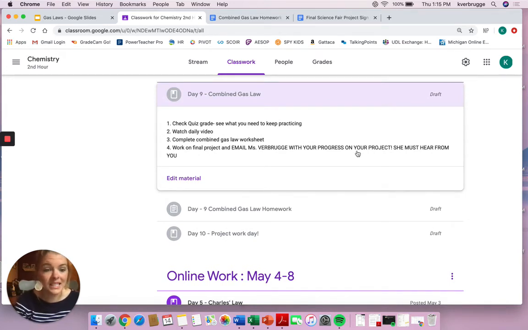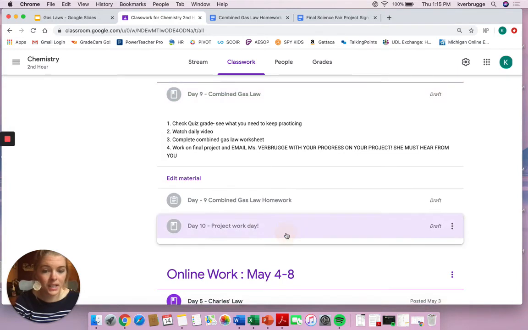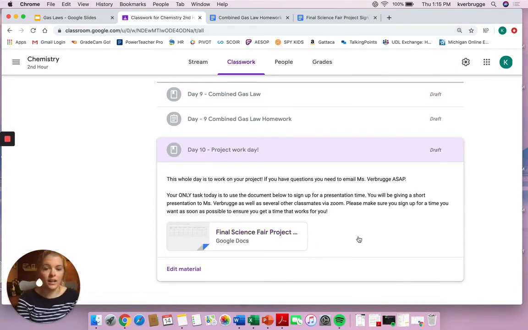So that'll be Day 9. For Day 10 this week, I am going to go over that right now as well. This whole day is to work on your project. If you have questions, you need to email me as soon as possible. So your only task today is to work on that project. So all you have to do this week is the combined gas law, email me, and work on this project.